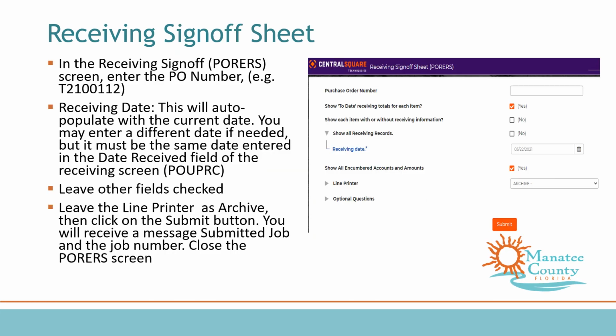In the Receiving Sign-off POR-ERS screen, enter the PO number. The receiving date will auto-populate with the current date. You may enter a different date if needed, but it must be the same date entered in the Date Received field of the receiving screen, POU PRC. Leave other fields checked. Leave the line printer as archived, then click on the Submit button. You will receive a message, Submitted Job, and the job number. Close the POR-ERS screen.